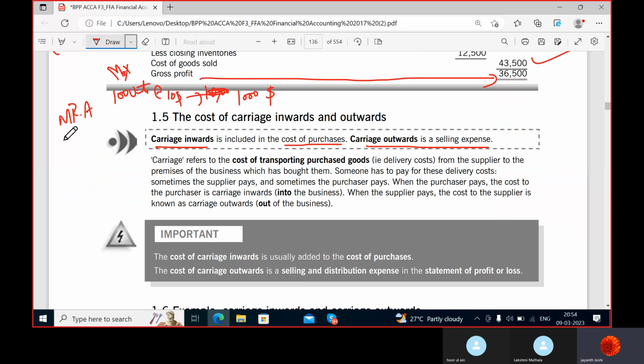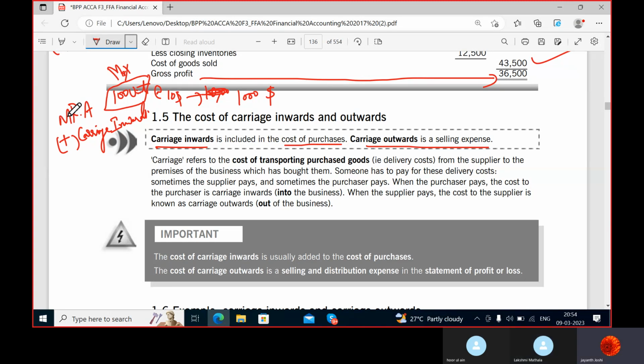Add carriage inwards. What do you mean by this carriage inwards? Carriage inwards is nothing but the freight charges incurred by the buyer. Okay, for what reason will he incur the freight charges? To bring this inventory, that is 100 units, from Mr. X's godown to his godown. Am I right or wrong? Please tell me.